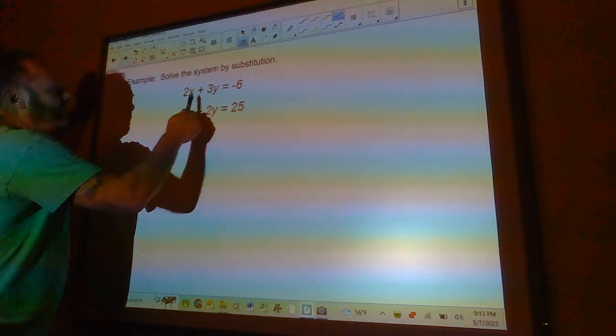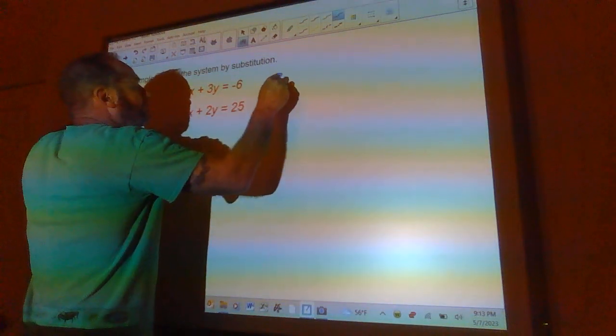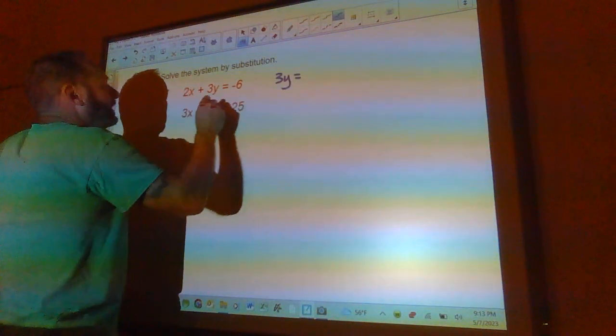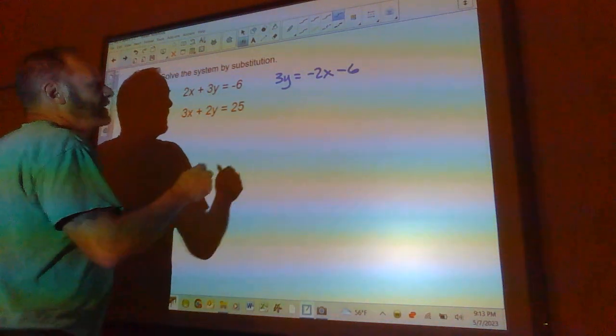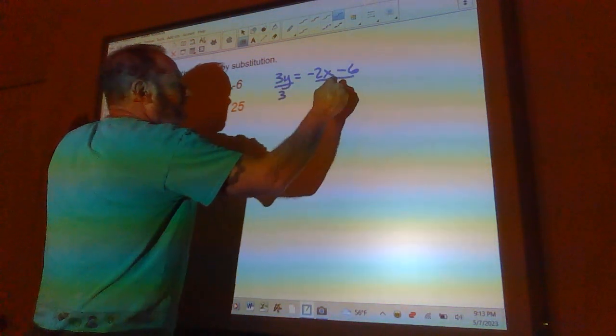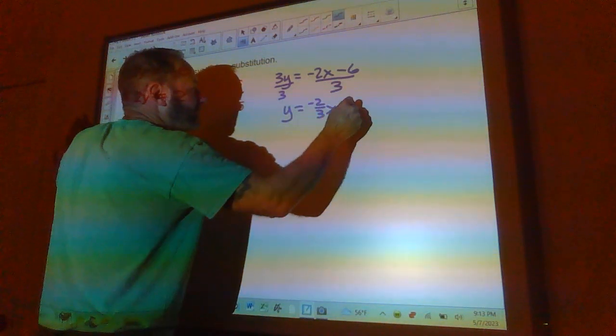I'm going to take this first equation, and let's solve for y. So that would be 3y is going to equal negative 2x minus 6. And then I'm going to divide both sides by 3. Remember to divide everything by 3, so y is going to be negative 2/3 x minus 2.